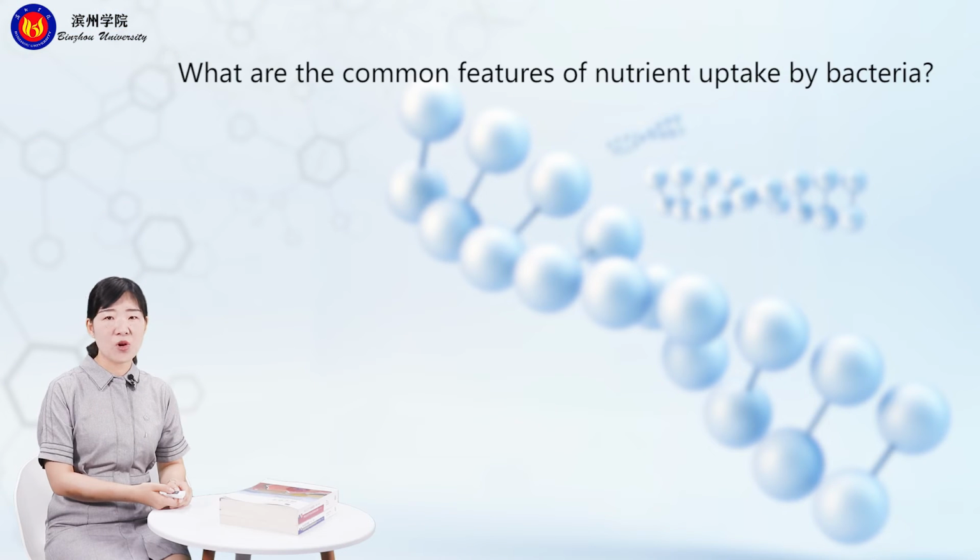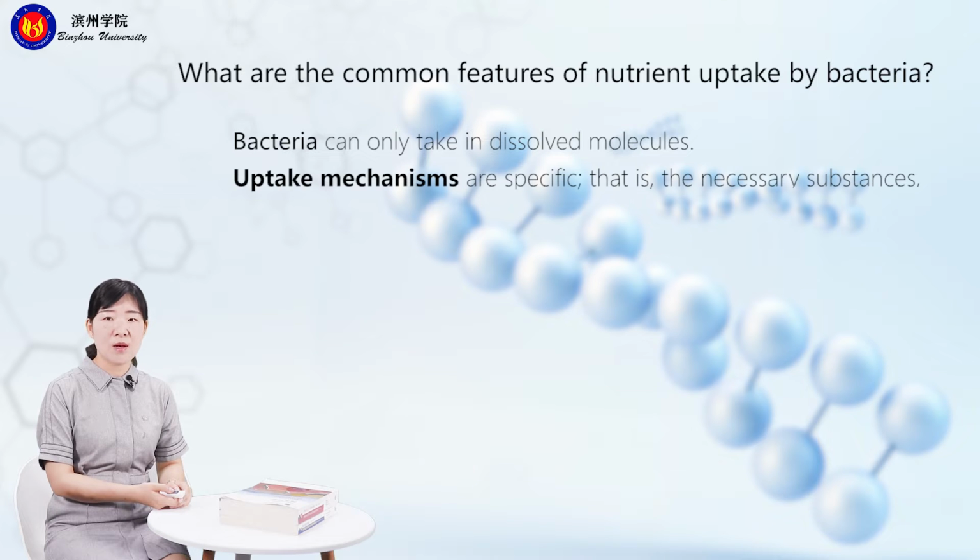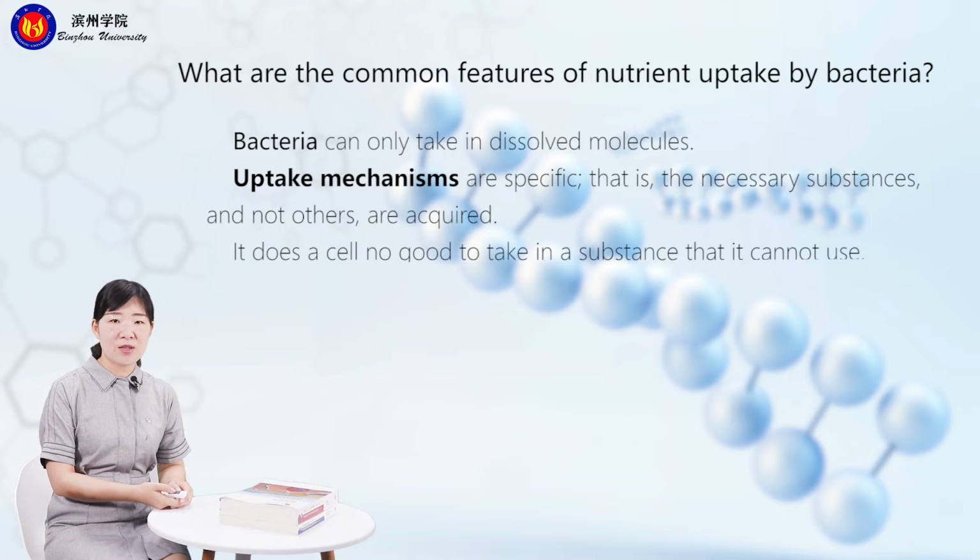So, what are the common features of nutrient uptake by bacteria? Bacteria can only take in dissolved molecules. Uptake mechanisms are specific. That is, the necessary substances and not others are acquired. It does a cell no good to take in a substance that it cannot use.